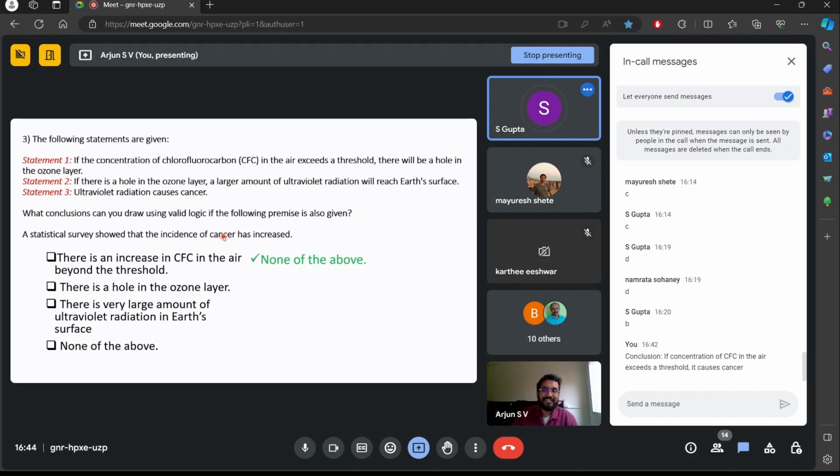According to this, UV can also cause cancer, but UV alone does not cause cancer. That is what you cannot say using this premise and this statement. That's why all these three options cannot be correct, because all three options are trying to backtrack statement 3. Backtracking cannot be possible in logical reasoning.